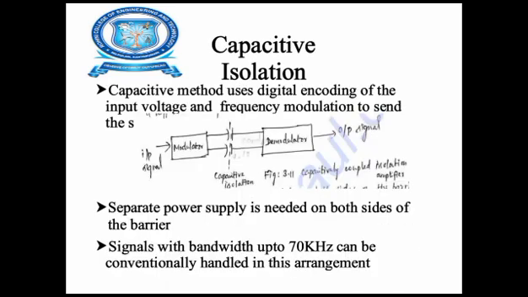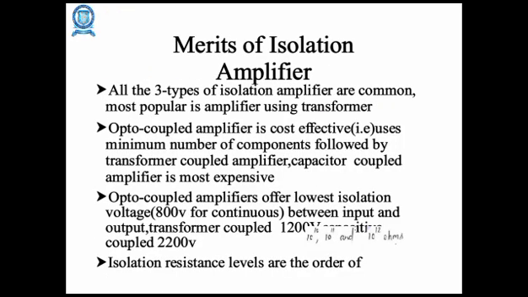In the capacitor isolation method, there is a digital encoding of the input voltage, and the frequency modulation is sent across the barrier. A separate power supply is needed on both sides of the barrier. Signals with a bandwidth of 70 Hz to 70 kHz can be conventionally handled by this arrangement.